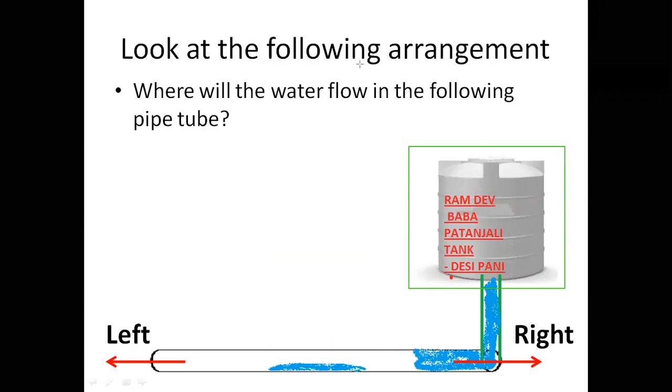Now water has started flowing from this pipe, traveling to the bottom. Now tell me, if the water is coming from the tank and going into this tube, where is the water which was present earlier going to go? Is it going to the right or to the left? What do you think? Give me the answer in your chat boxes. It is going to go to the left.